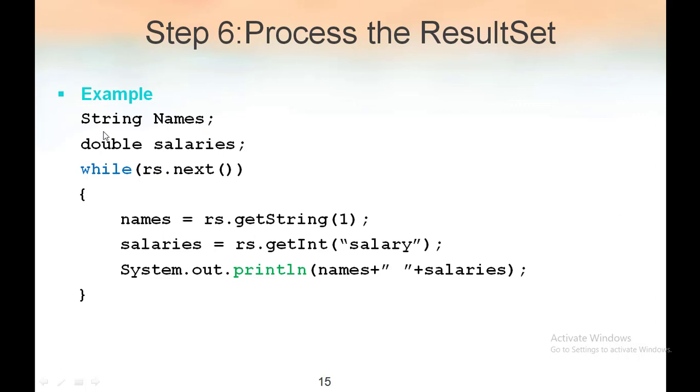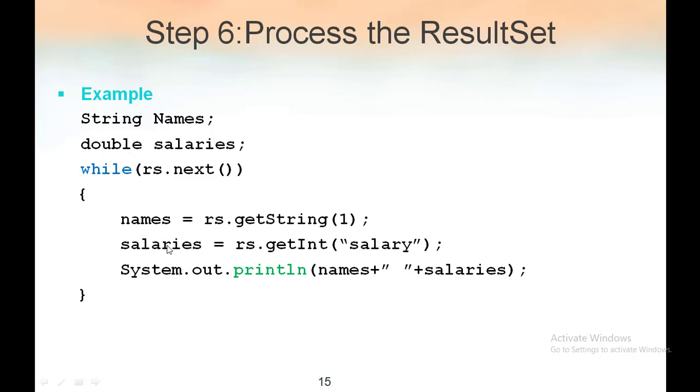Example, here we have two variables, String names and double salary. While rs.next, next is a boolean method. If data is available in the result set object, then it will go to the code. String names is equal to result set object dot getString, column number 1. Here we have two columns, names and salaries. So 1 means first column, names. We are getting names and storing in the names variable.